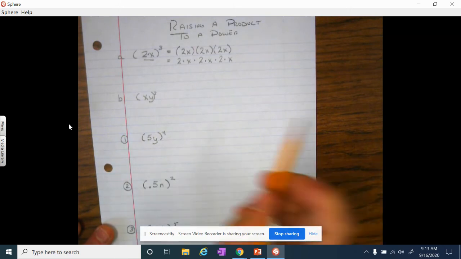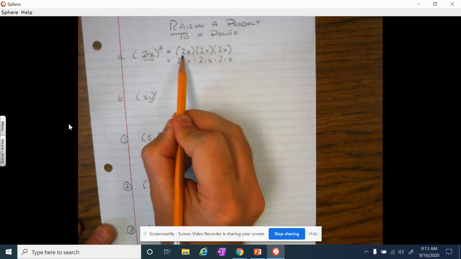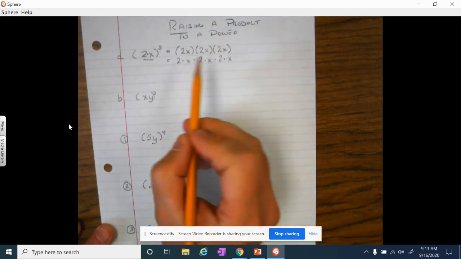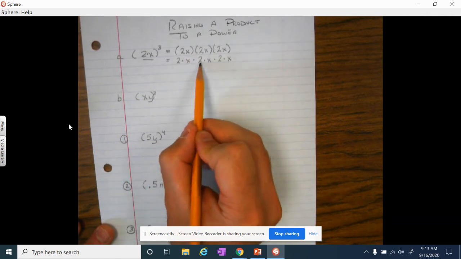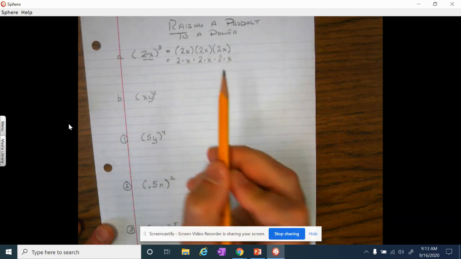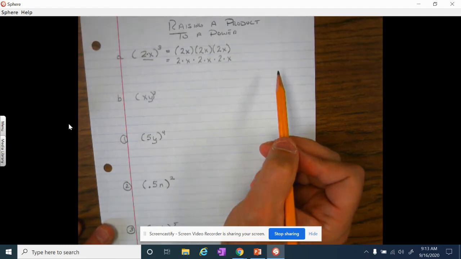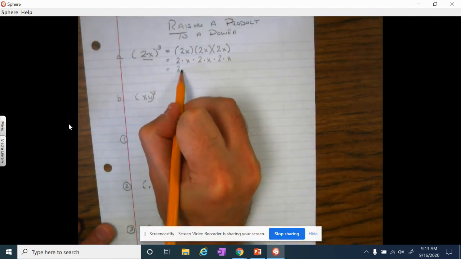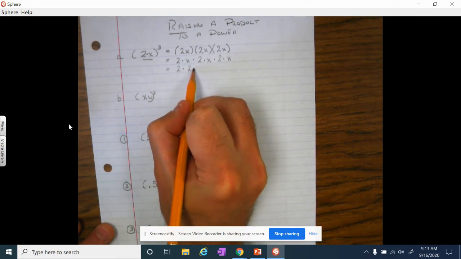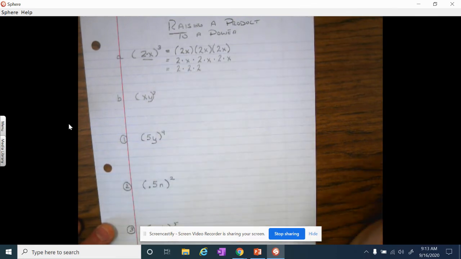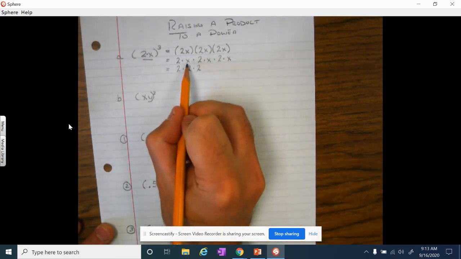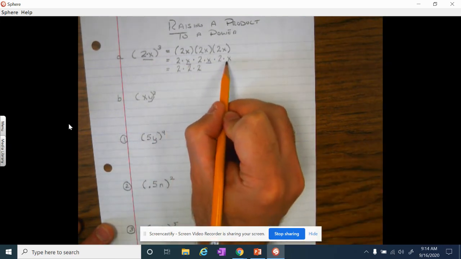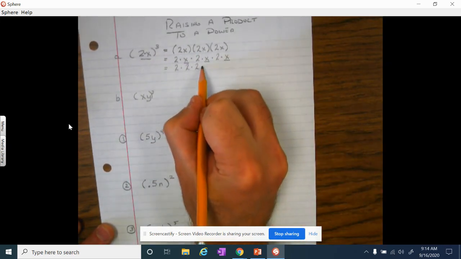So once two items are pushed together, it means multiply. And so then I notice that I have twos. I also have x's. And so I'm going to group them in a different manner. I'm going to put all my twos together. So notice I have three twos. And notice I have three x's. So I'm going to lump my x's together.